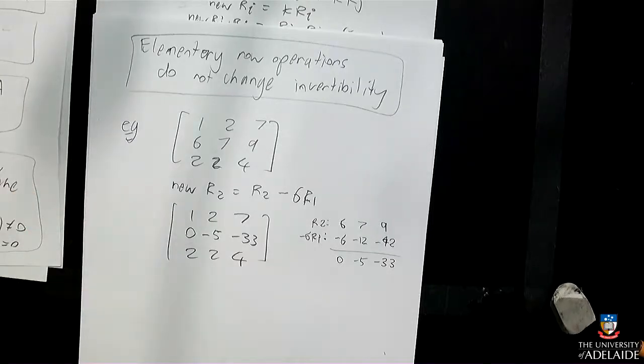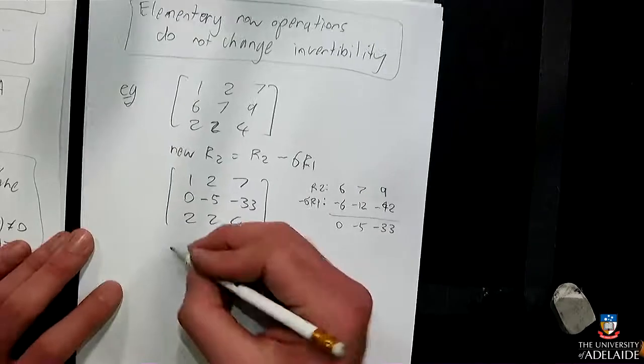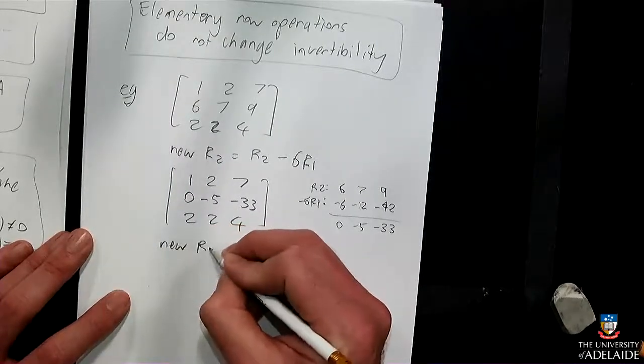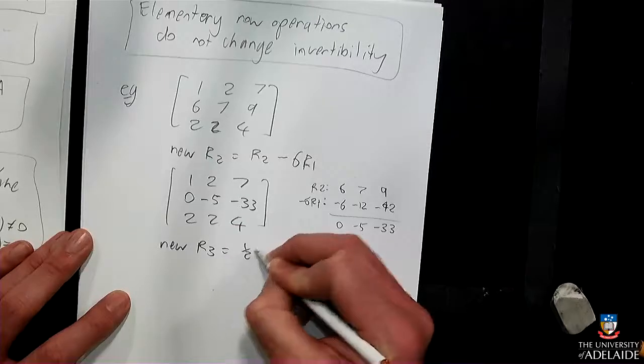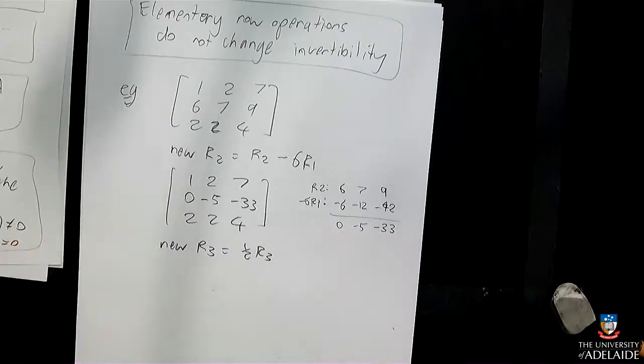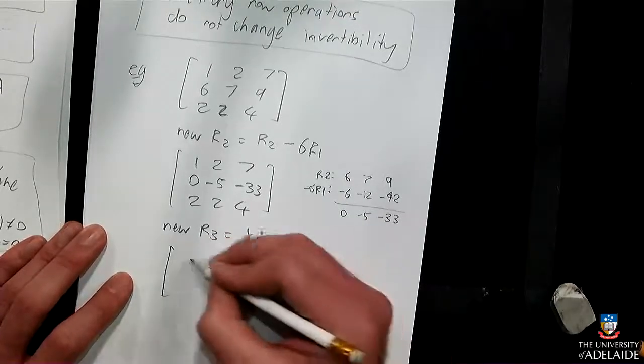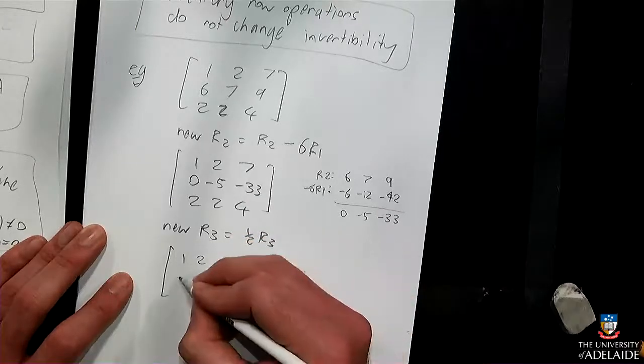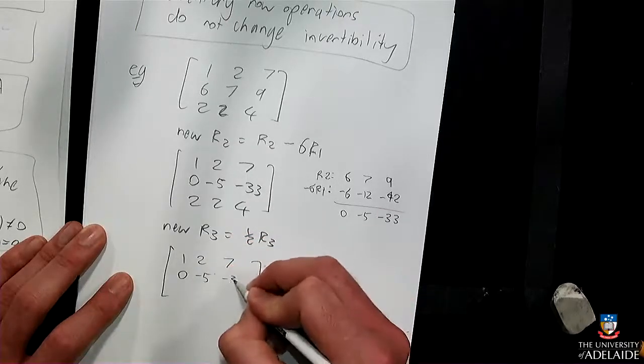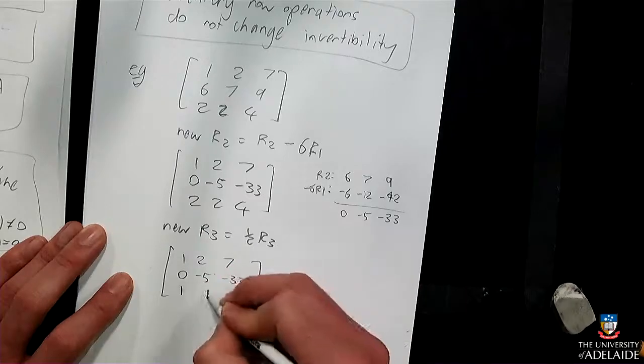Another row operation I could do would be to multiply a row by something. And I notice all of these have a 2 in them, so I'm going to divide them all by 2. New row 3 is a half of row 3. So there's not technically a rule for dividing a row by something. It's just multiplying it by a constant, so I'm going to multiply it by a half. I didn't change row 1, I didn't change row 2, and I did change row 3.